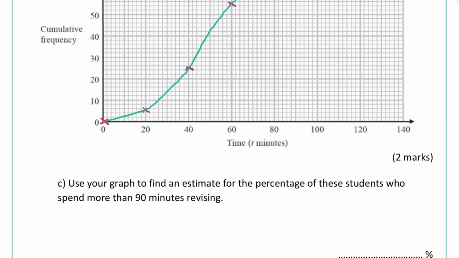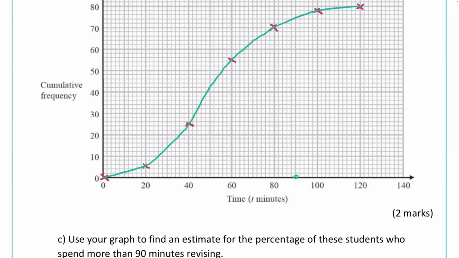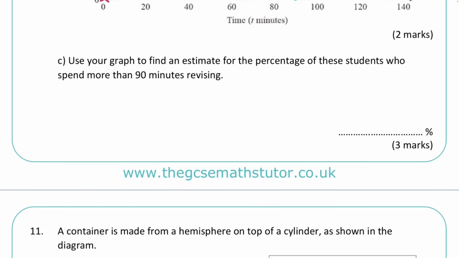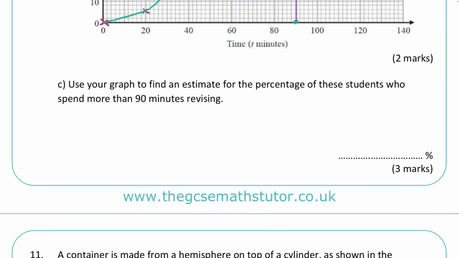Now it says here, use your graph to find an estimate for the percentage of these students who spend more than 90 minutes revising. So we need to find 90 on our axes, and we're going to go up to the curve. We're going to see how many people revise up to 90 minutes. We need a nice straight line. We want to read this as best as we can. They're all going to be ever so slightly different, although they should be around about the same value. And there we go, that lands on 74. Each square there goes up in 2s, so just double check very carefully. That is 74.